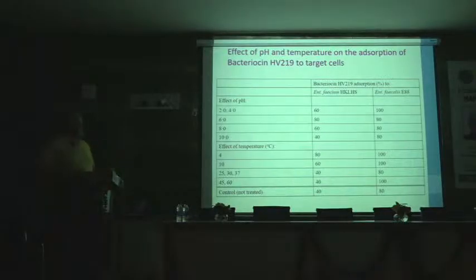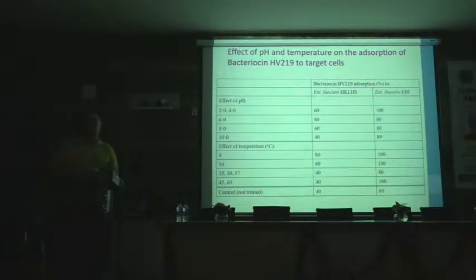Interestingly, when you look at the effect of pH, you can see 100% absorption to this strain at 2 and 4. But then you go to higher pH, absorption reduces. Why is this important? Because you see it's also in the temperature. At 4 and 10 degrees Celsius, 100%; 25, 30, 37, 80%.